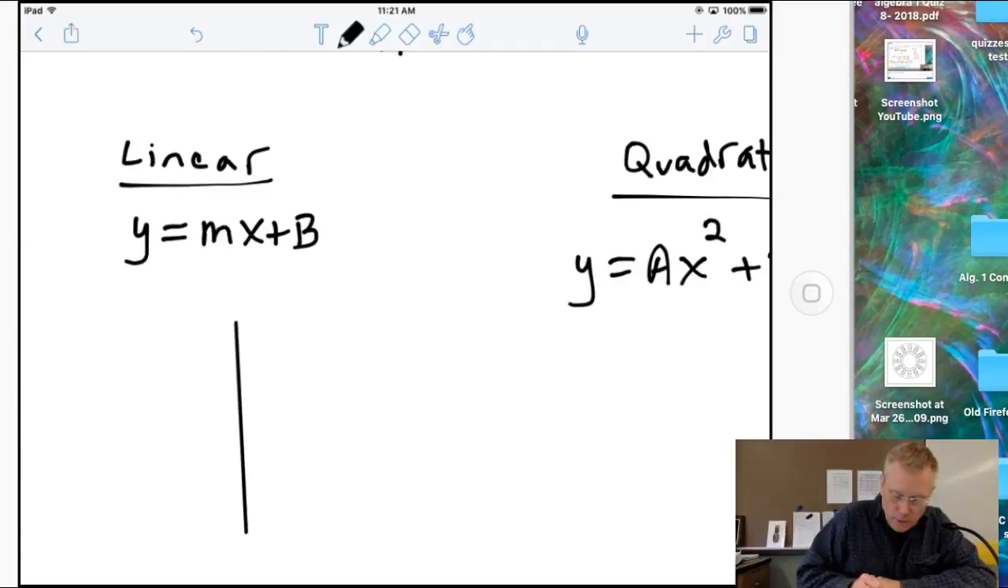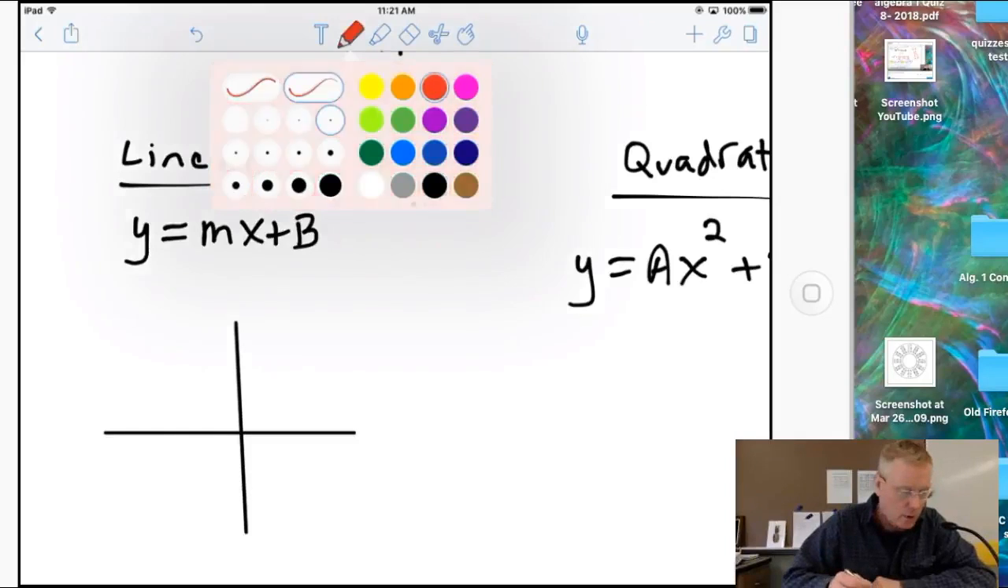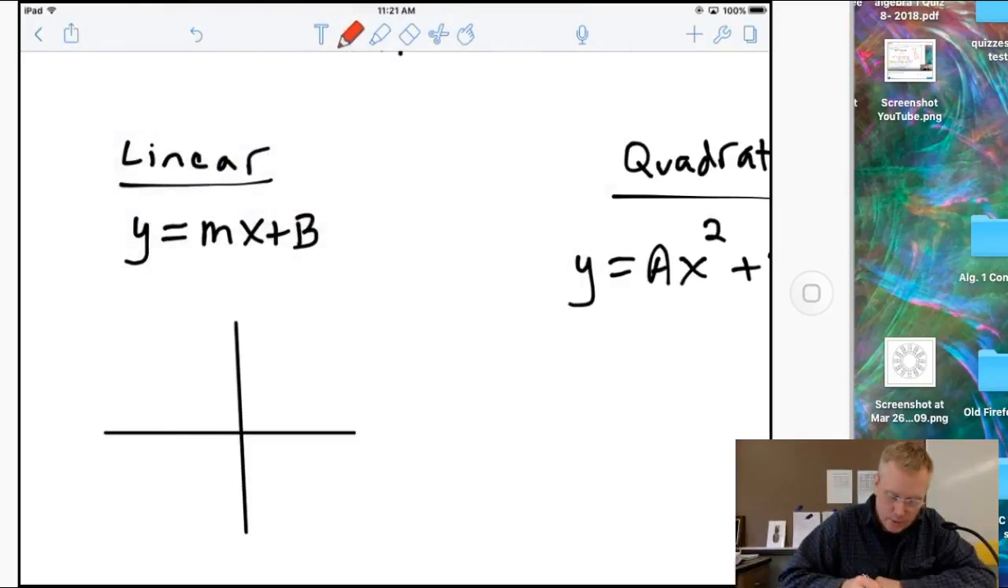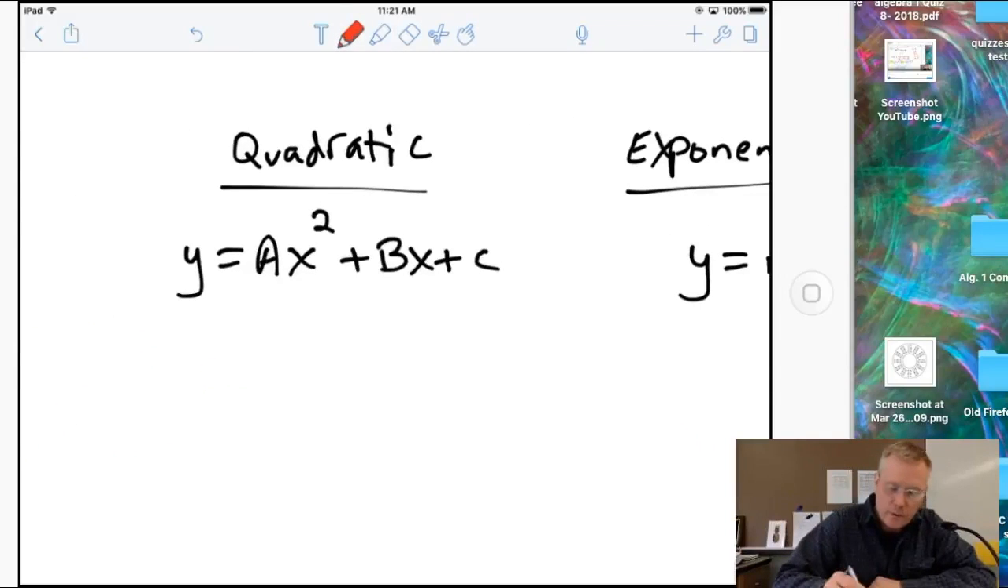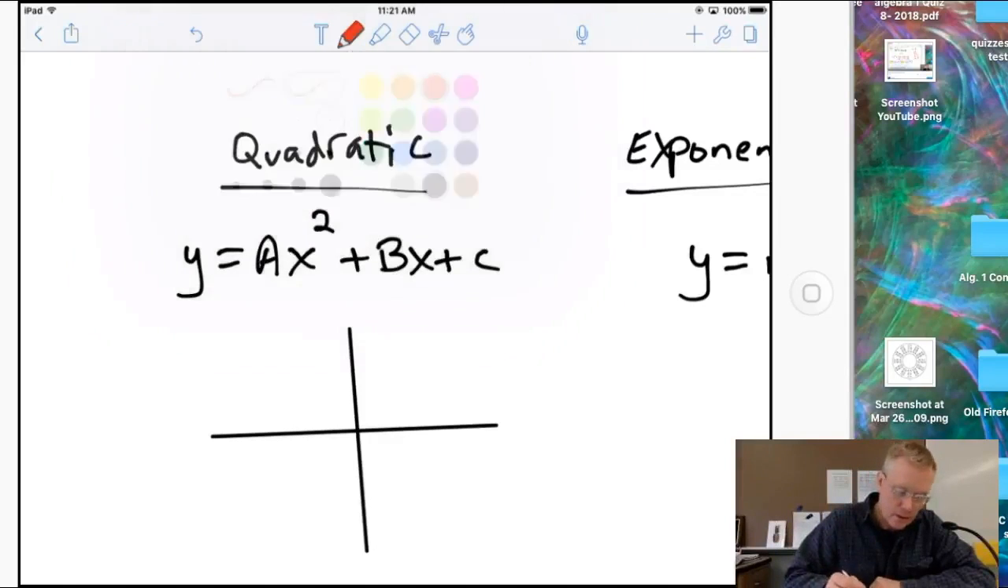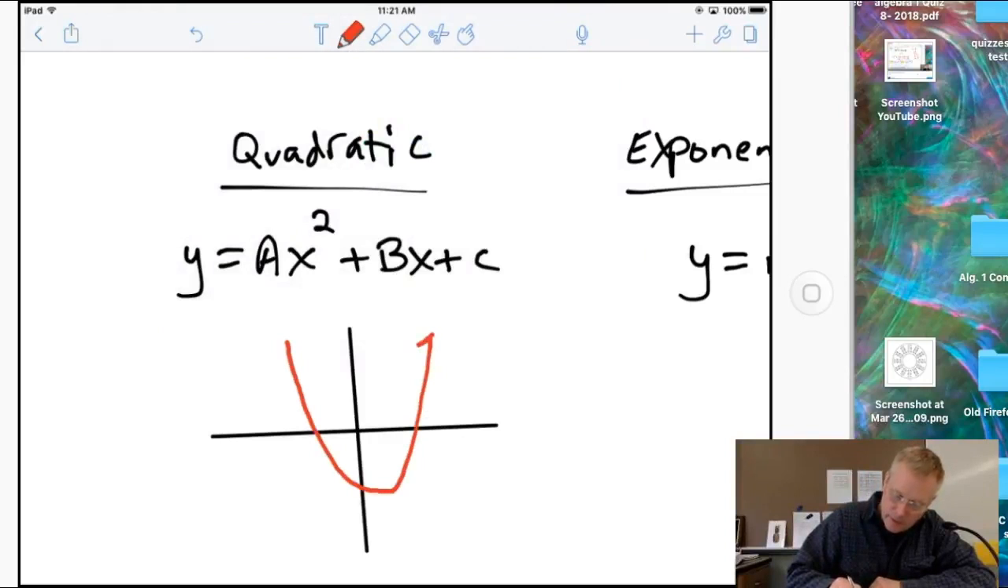If I draw a quick graph of each one of them, linear has the word line in it, and that's what it should look like. It should look like a line. And quadratic we just covered, that's going to have a parabola. Now, whether it opens up or down depends on a, whether a is positive. If it's positive, it opens up. If it's negative, it opens down. I'm going to draw one that opens up. So, look something like that.